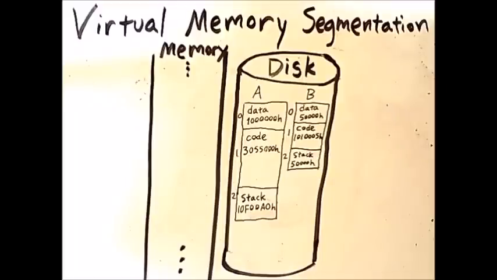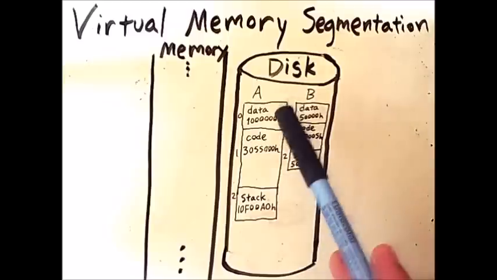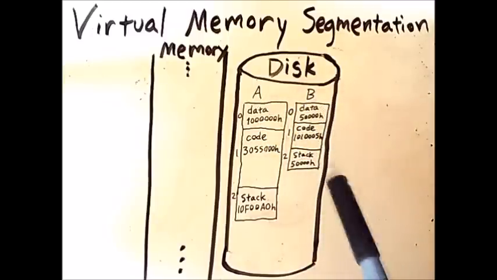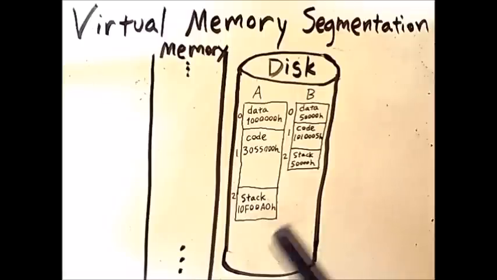When segmentation is used with virtual memory, individual segments can be stored on disk while not in use, but the process can still execute as long as the needed segments are in memory. In this diagram, we see two simple processes, A and B, on disk. I say that they are simple because each process only has a single data, code, and stack segment. Let's see how portions of these processes can be moved into memory as part of a virtual memory segmentation system.